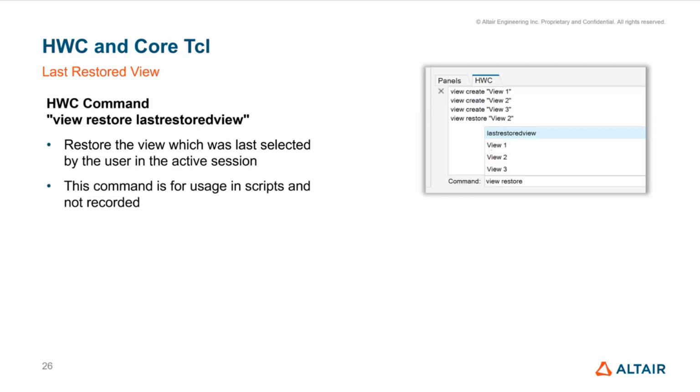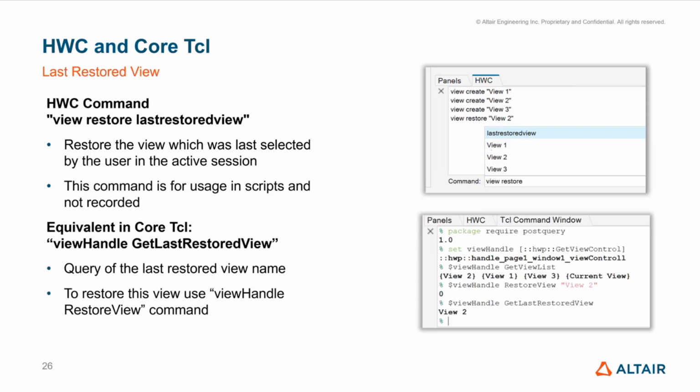Let's go to HWC and core Tcl. According to customer requests, we introduced a new option to get the last restored view. When we are in a session and we have created a view or loaded a view and we activate it, and we do more stuff and we want to jump back, you can easily do it in the script or via the command line and jump back to this view. Please be aware that this command is for usage in script and not recorded.